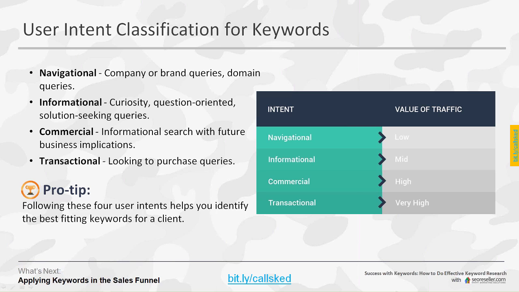For informational keywords, these are generic terms. Take, for example, Nike's informational keywords might be sneakers, performance shoes, sports shoes, basketball shoes. These are general, commercially benevolent terms.